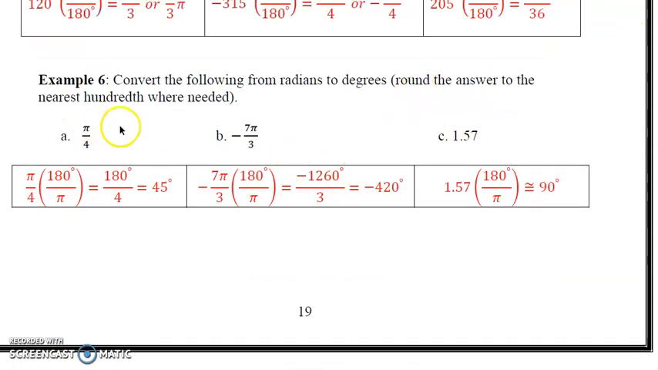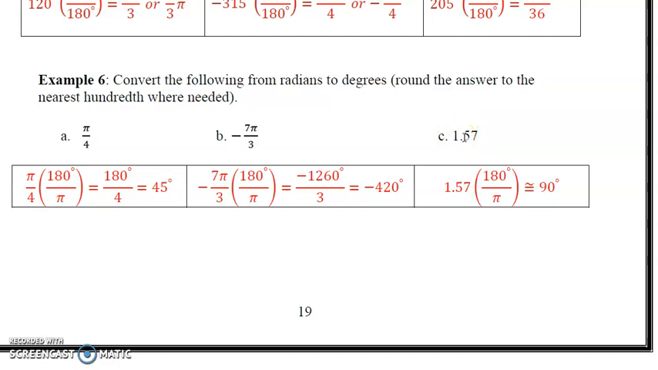So in example 6b, we have negative 7/3 pi. We multiply by 180 over pi. The pi's divide and give you 1. That leaves you with negative 7 multiplied by 180, which is negative 1260, divided by 3, which is negative 420. C is already in a rounded answer.